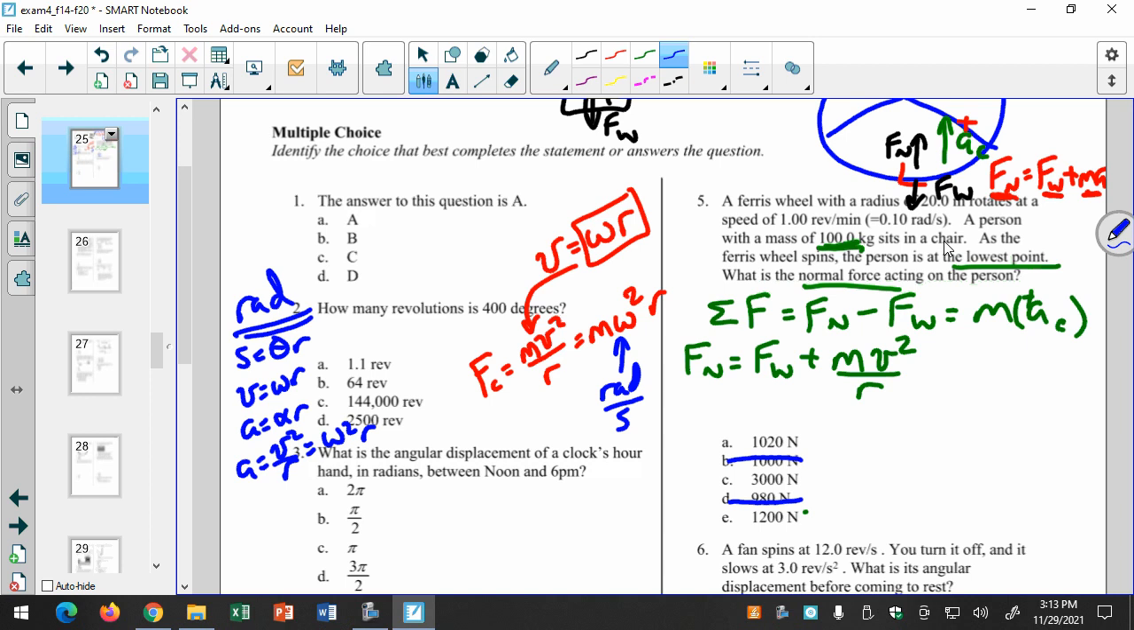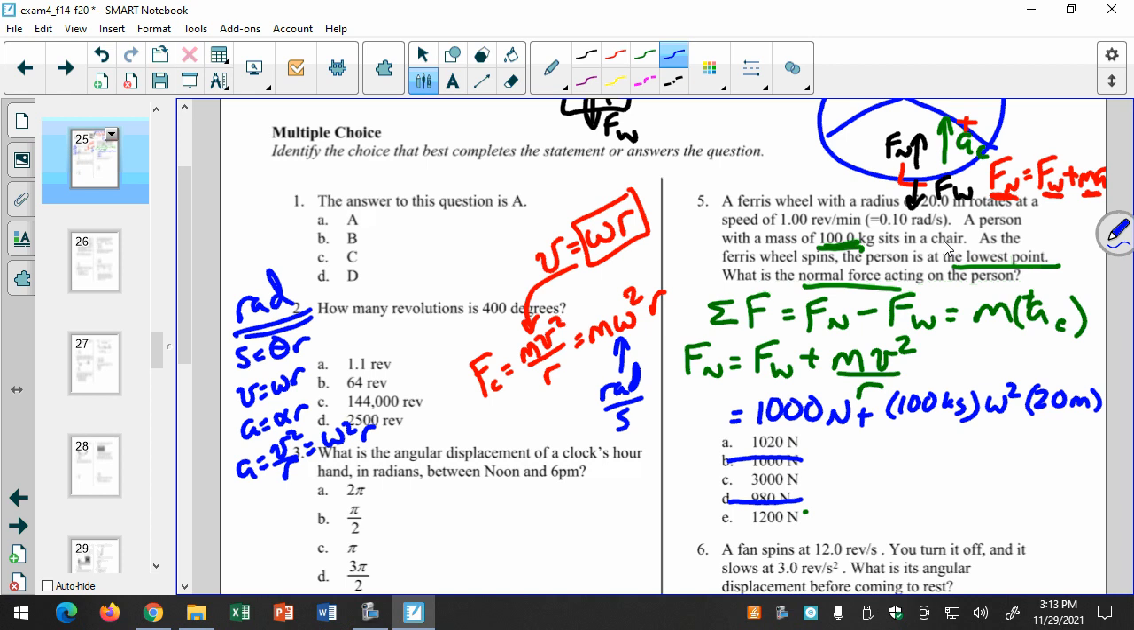Okay, so I can finish this. The normal force is equal to the weight. The weight is m times g, that's 1,000 newtons. I just did 100 times g, plus 100 kilograms, that's the mass, times omega squared times r, and the r was 20 meters.